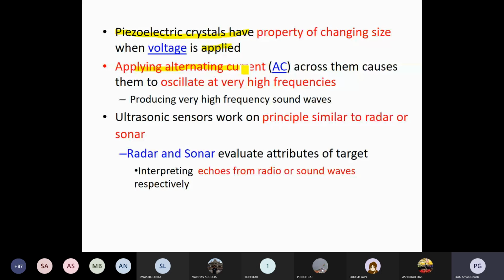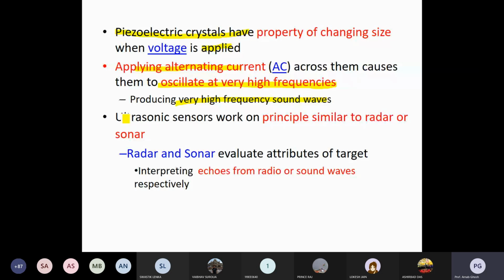If you give an alternating signal to that same piezoelectric crystal, it causes high frequency oscillation and produces a very high frequency sound wave. That sound wave is developed from this piezoelectric crystal, and when it is reflected back, the sound wave is caught by the piezoelectric sensor and produces electricity. That means an EMF is induced there.